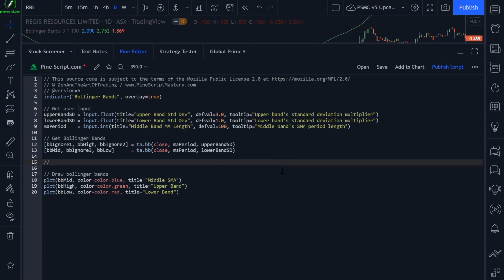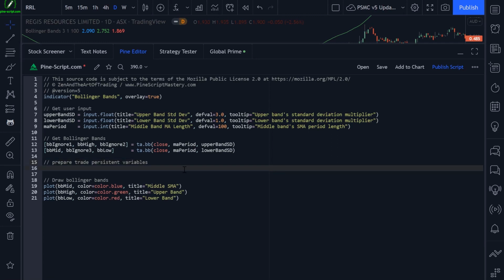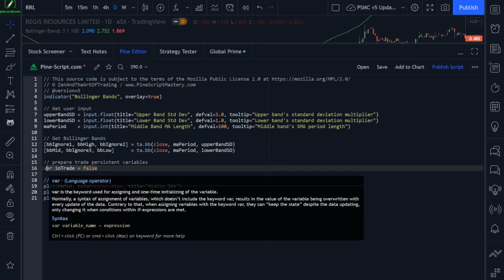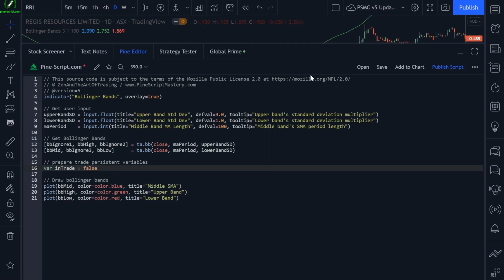Before we do that, I actually need to prepare some trade persistent variables. What I mean by that is we need to track when we are in a trade and when we need to draw our trade entries and our trade exits. So our in trade flag Boolean is going to be false by default, because we're obviously not involved in a trade when we add this script to our chart. On the very first bar of our chart, this will be false. And as soon as price breaks above the upper band, we'll set this to true. That way we can track when we need to draw our sell signal.